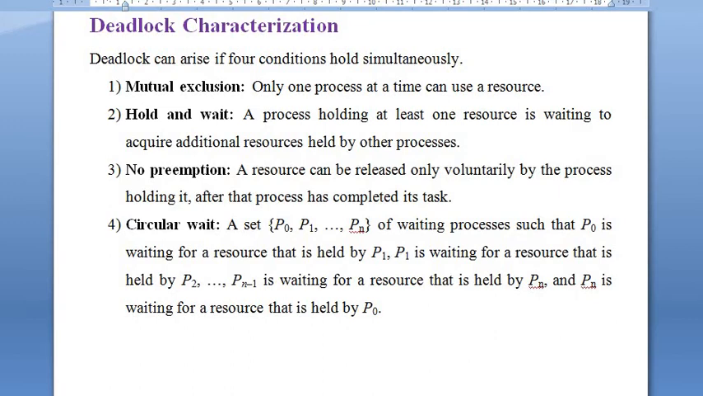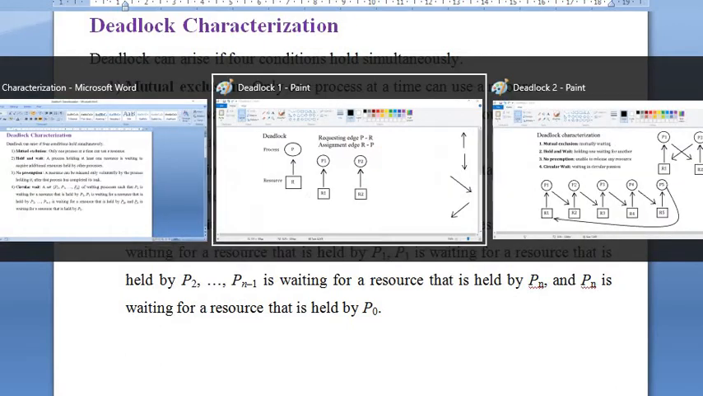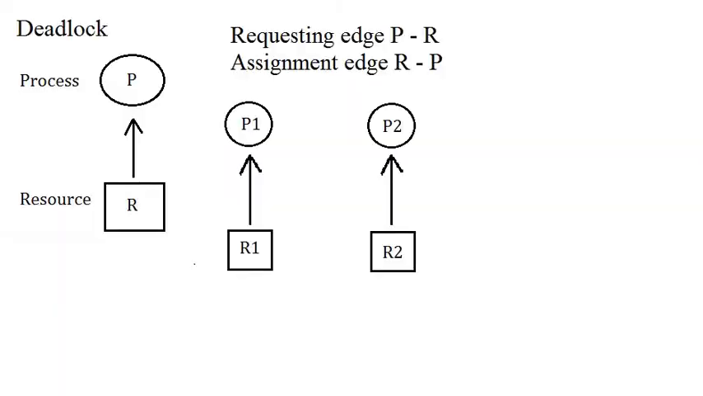Today our topic is deadlock characterization. Before going to know about deadlock characterization, let us see what is a deadlock. So what is a deadlock? First of all, what is a process and what is a resource? A process is nothing but the task that has to be executed in our system. That is called a process.